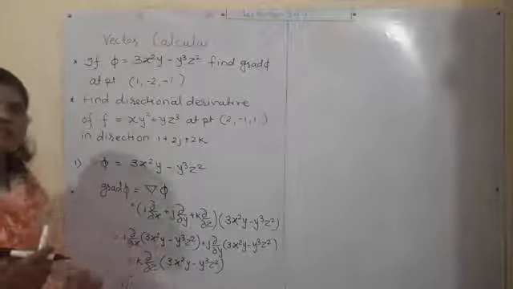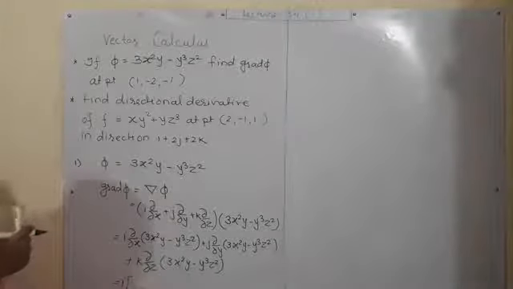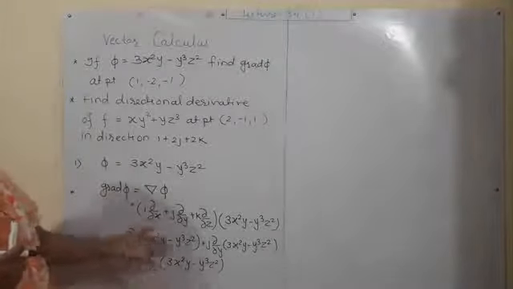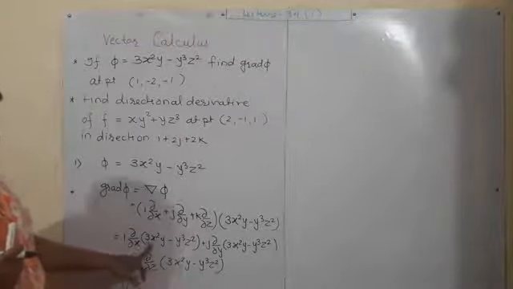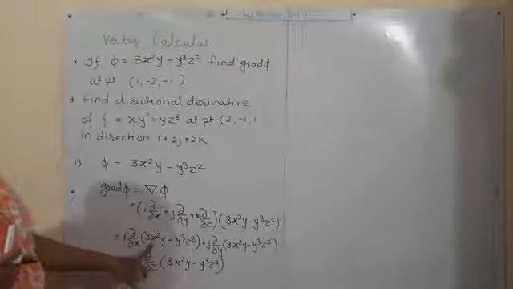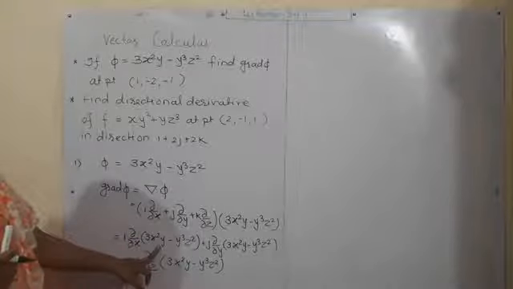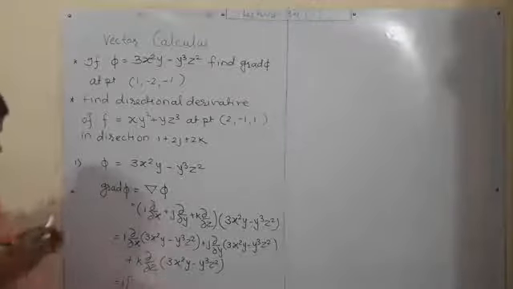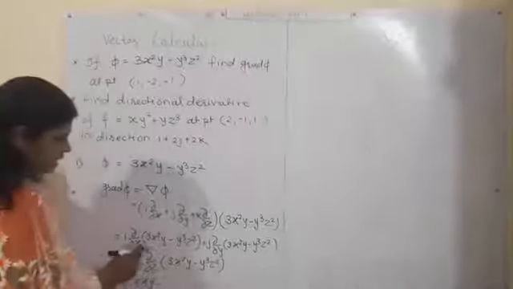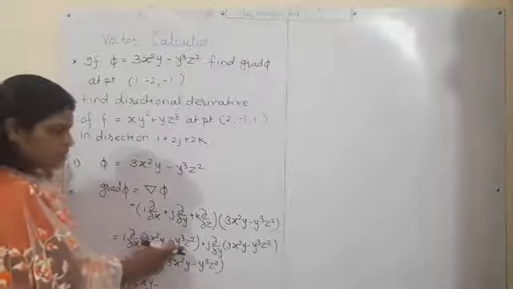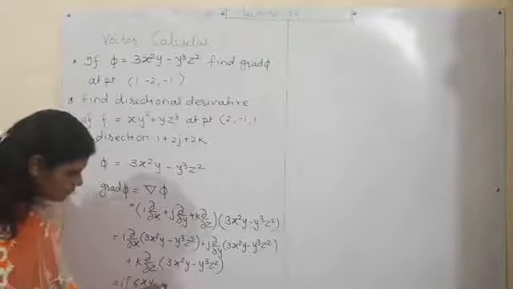Del x means nothing but the partial derivative of that term with respect to x. When you are taking the partial derivative with respect to x, the other variables remain constant. So here is 3x square. Del x of x square, the derivative of x square is 2x, and here is 3. So 2x into 3 becomes 6x, multiplied by y, because here y is a constant. So that becomes 6xy minus del x of that term. Now if you observe, there is no term of x, there is y cube and z square. So the derivative of that term with respect to x becomes 0.